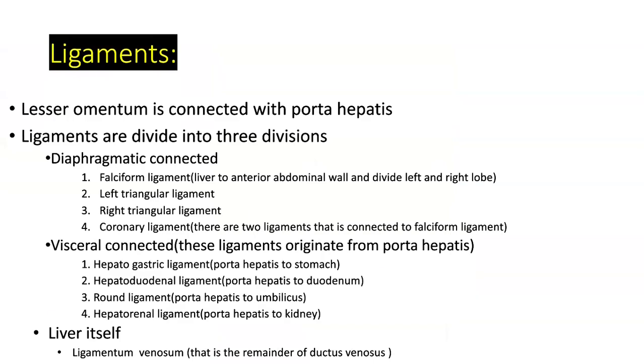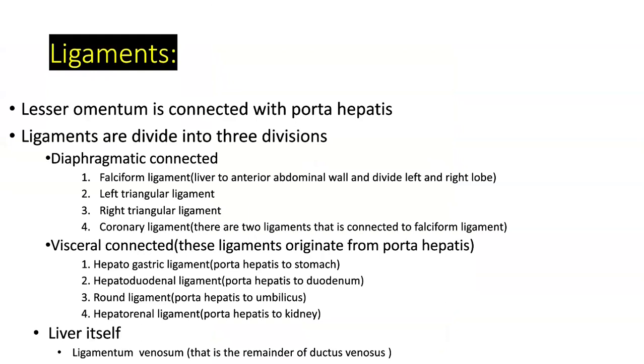So now we will discuss the ligaments. The lesser omentum is connected with the porta hepatis. Ligaments are divided into three main divisions: the diaphragmatic, the visceral, and the ligaments of the liver itself. The diaphragmatic ligaments are the falciform ligament, which connects the liver to the anterior abdominal wall and divides the left and the right lobe, the left triangular ligament, and the right triangular ligament. These two ligaments connect the liver with the diaphragm, while the coronary ligament consists of two ligaments that connect to the falciform ligament.